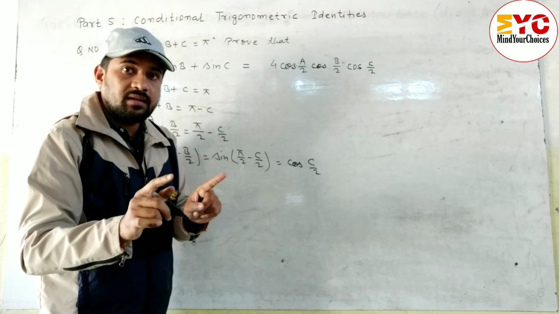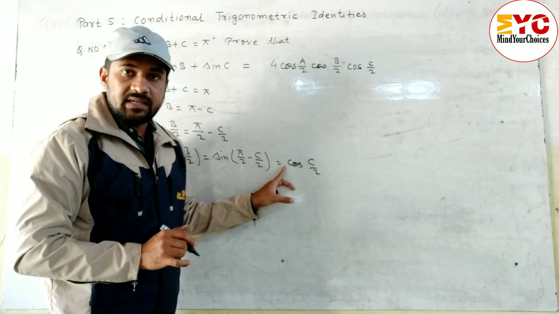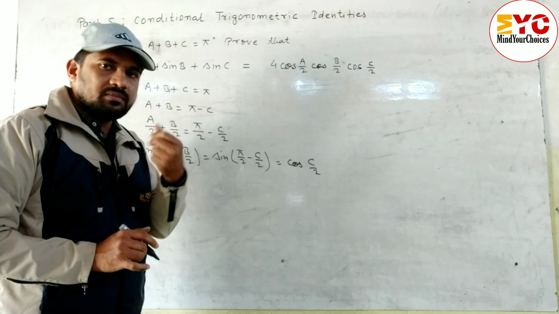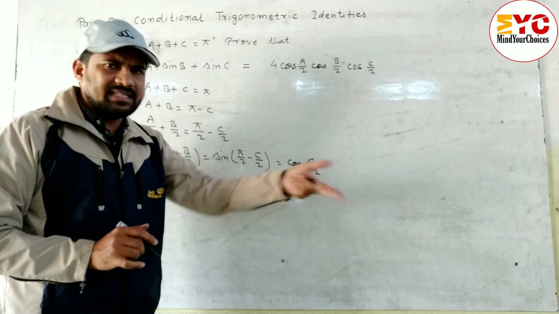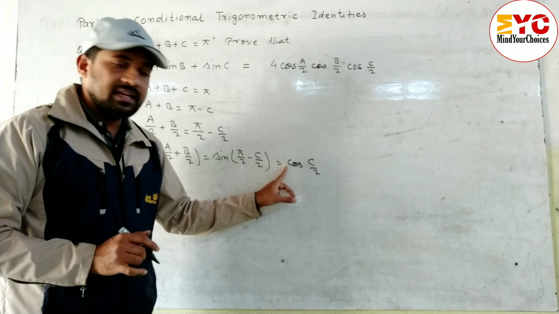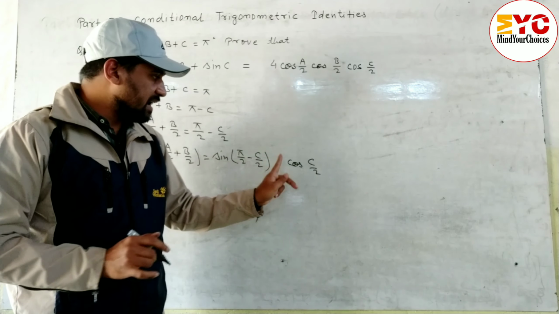If it were negative, then we would have to write minus here. Suppose 90 plus C by 2, that is the second quadrant, where sine is positive, but if it is cos and if it is plus, we have to write minus here, because in the second quadrant only sine is positive and cos is negative, so we have to write minus.